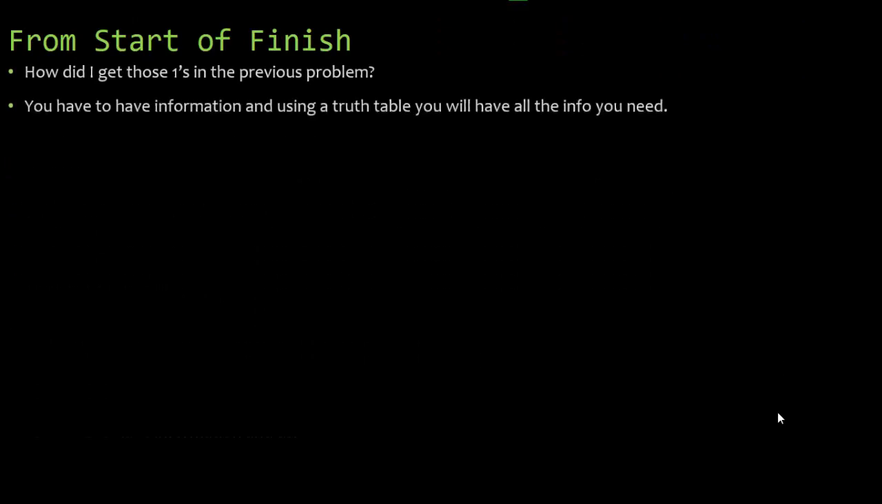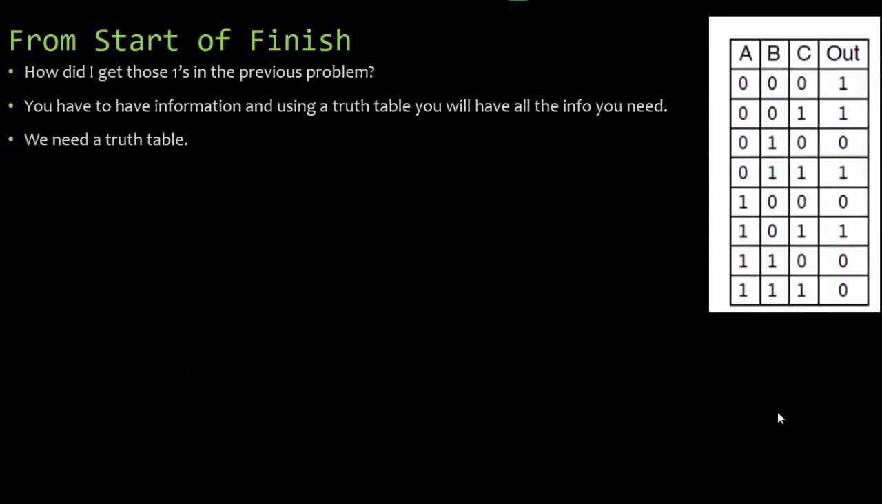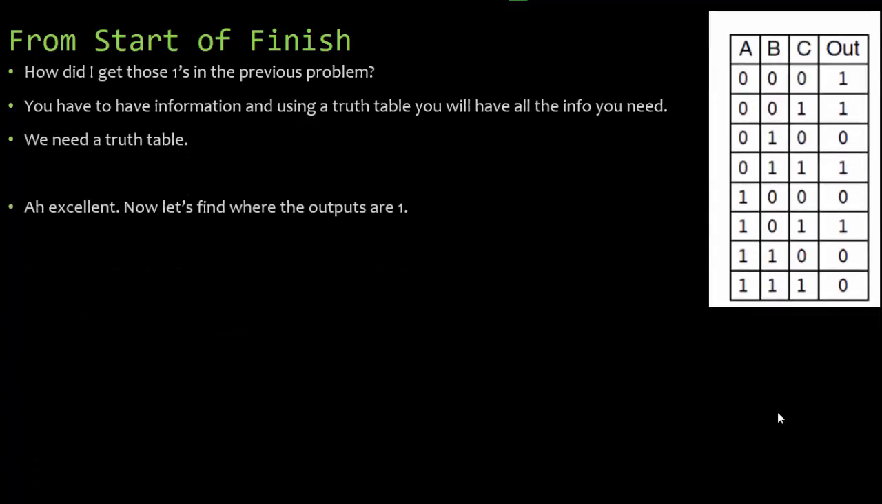So let's go ahead and do one from start to finish. So how did I get those ones in the previous problem? Well, you have to have information, and using a truth table, you'll have all the info you need. You don't just magically pop in the zeros and the ones. So we're going to need a truth table. Here's one. So let's find where the outputs are 1. That's what we need to look for.